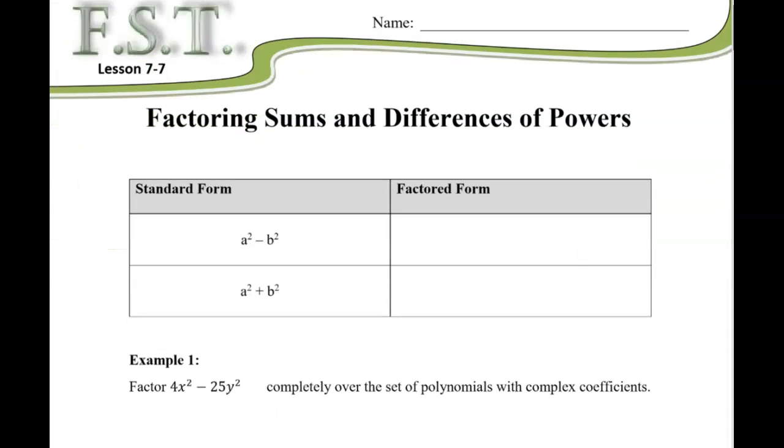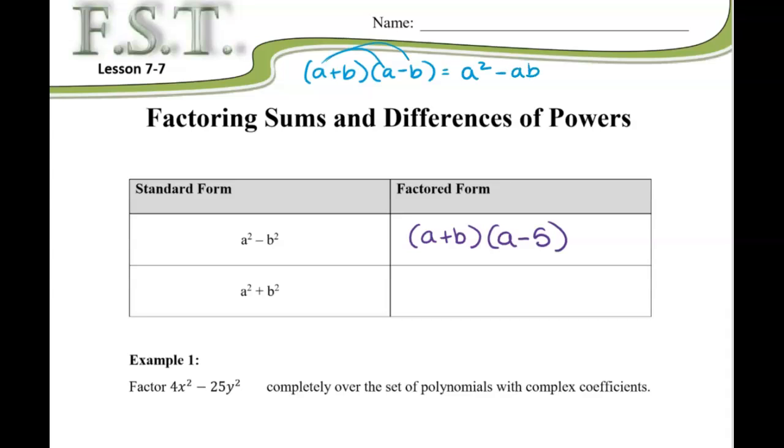Hello, today we are factoring sums and differences of powers. So a squared minus b squared factors into a plus b times a minus b. For example, if you multiply this through, a plus b times a minus b, you get a squared minus ab plus ba, which is the same as ab, minus b squared. And that's why you get a squared minus b squared: the middle terms cancel out.